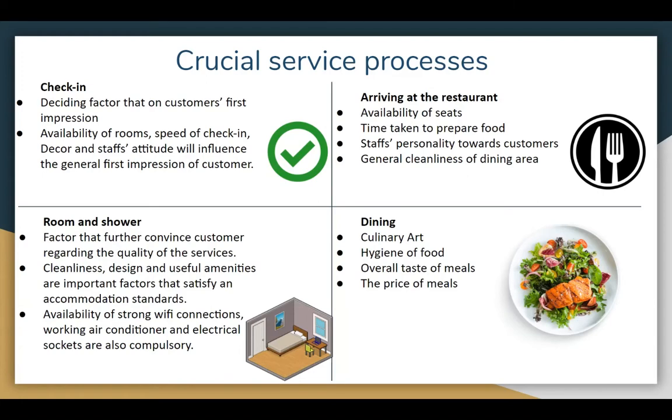Physical evidences in this process are serving staff, dine-in furnishings, utensils, and menu. Staff will assist customer in seating and taking orders once customer is ready and the food will be prepared. In this process, consideration must be given to the availability of seat, cleanliness of dining area, time taken to prepare food, and the staff friendliness and willingness to serve.